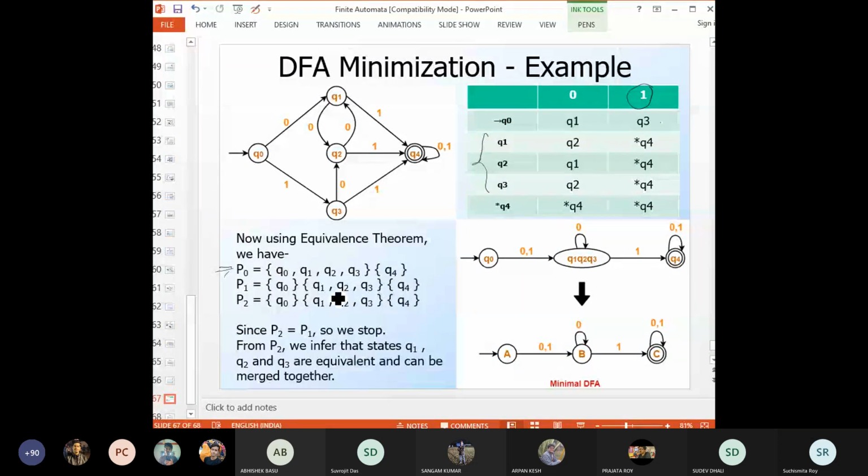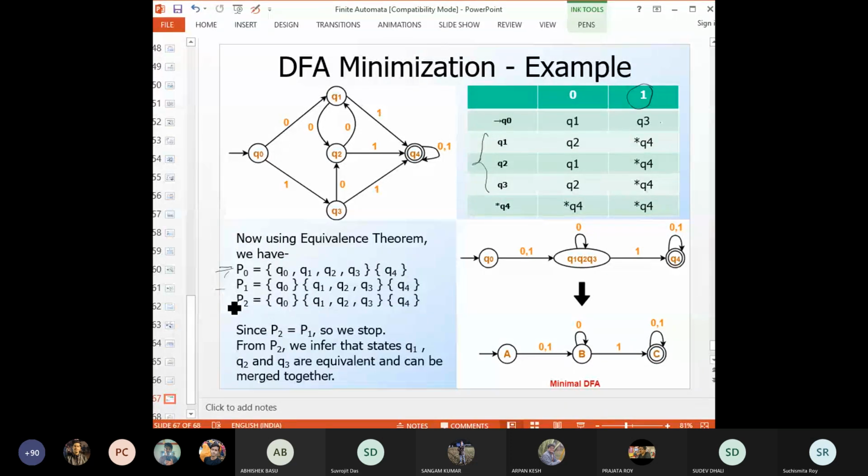Q1 goes to the same partition on input 0 and the final partition on input 1. Q2, same partition on input 0, final partition on input 1. Q3, same partition on input 0, final partition on input 1. So all these three states behave similarly. We do not have any reason to break them up and separate them into separate blocks. So the next iteration remains the same, the partitioning remains the same.